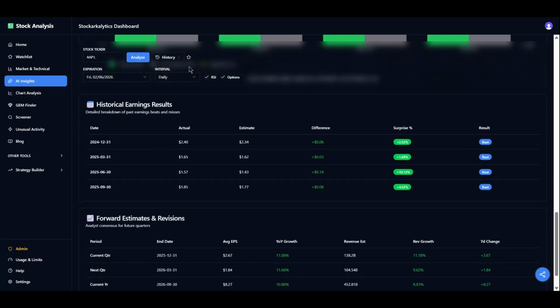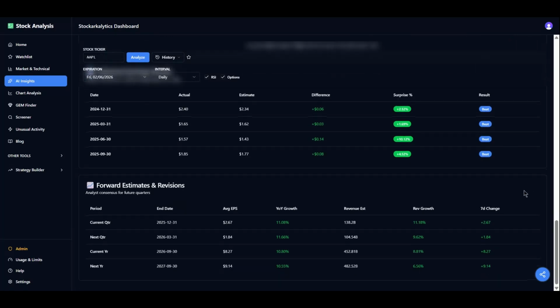Below that is the historical earnings results. Quarter by quarter, you can see actual, estimate, the difference, and the surprise percent, plus a simple beat-miss label. And then you've got the forward estimates and revisions. This is forward-looking consensus. You can see projected EPS, year-over-year growth, revenue estimates, and the change. This is where you track whether expectations are improving or rolling over.